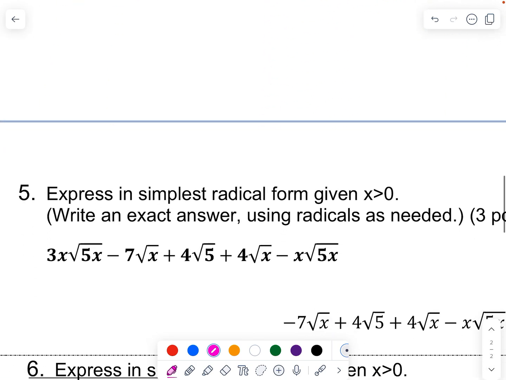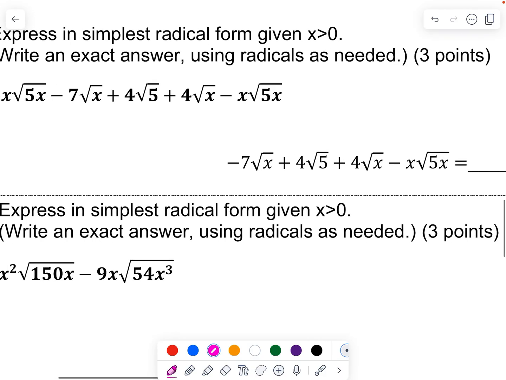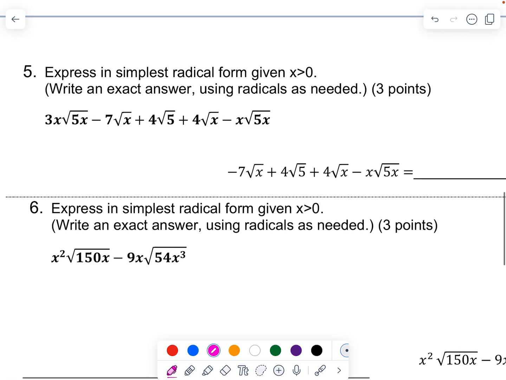All right, let's take a look at our next one. Question number 5. Okay, expressed in simplest radical form, given x is greater than 0. The way this question was set up, it's missing a 3x square root of 5x. It's just restating the question down here. And I was missing the 3x square root of 5x, which might be kind of confusing. I could just as well erase all that.